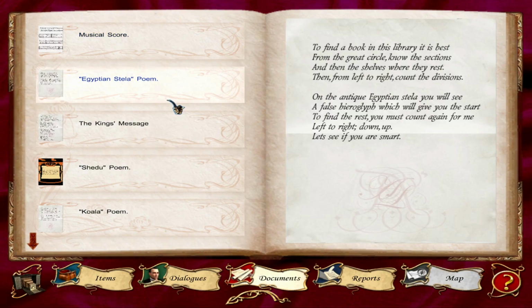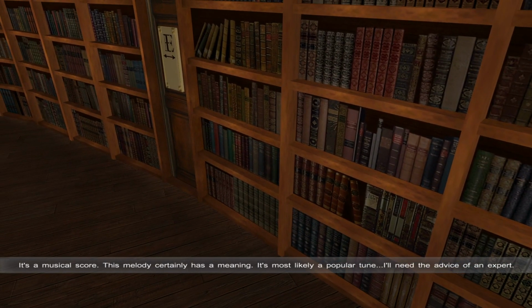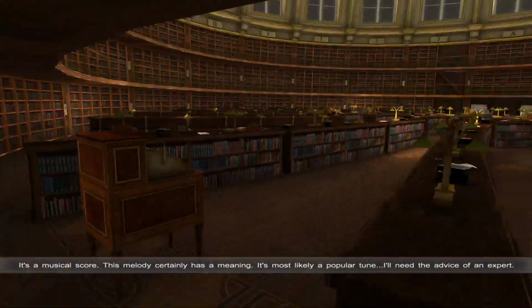Find a book in the library is best, and then count the divisions. Count the divisions. It's a musical score. This melody certainly has a meaning. It is likely a popular tune. I'll need the advice of an expert.